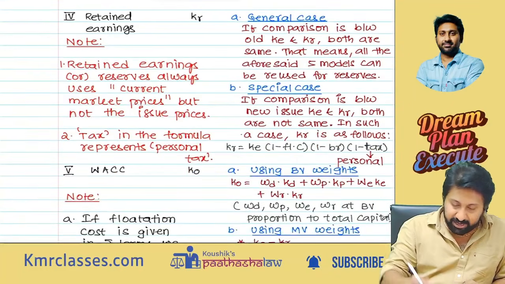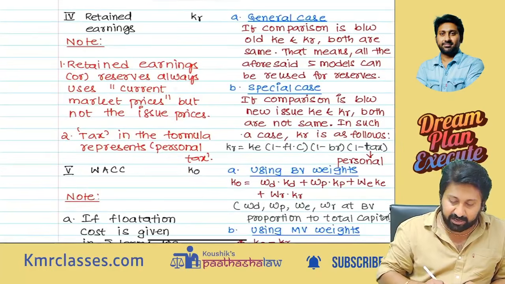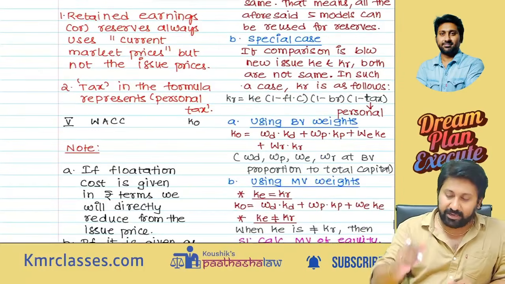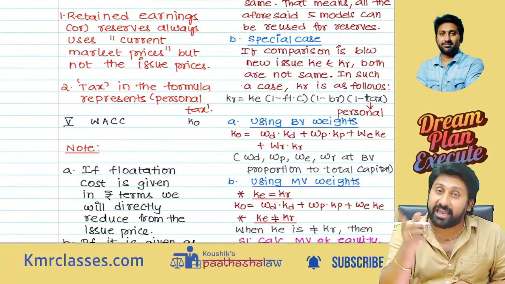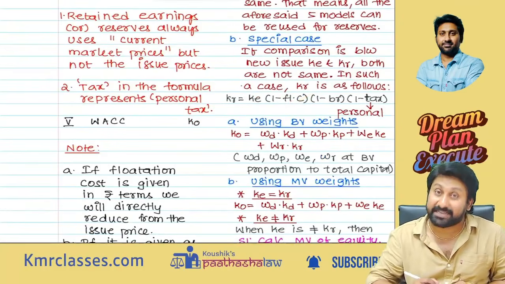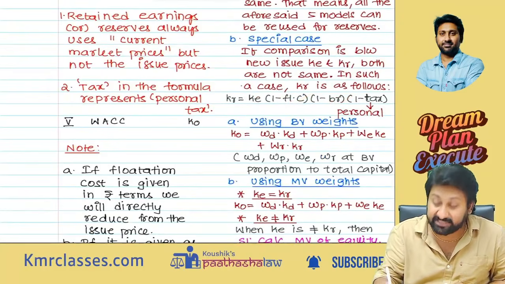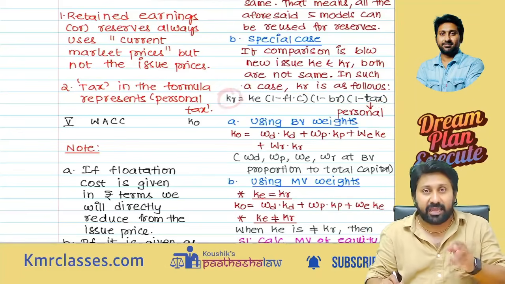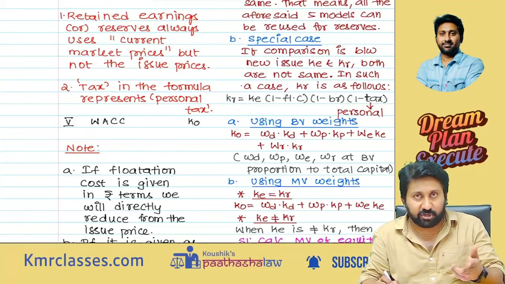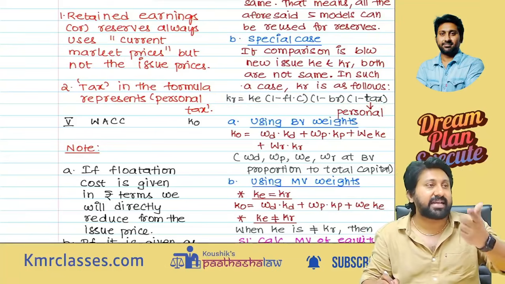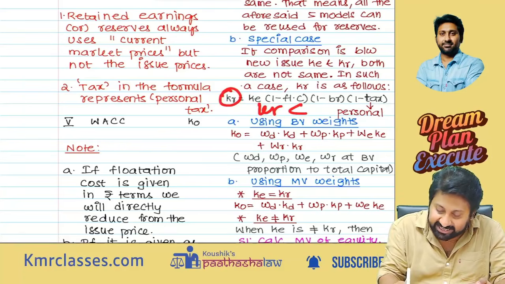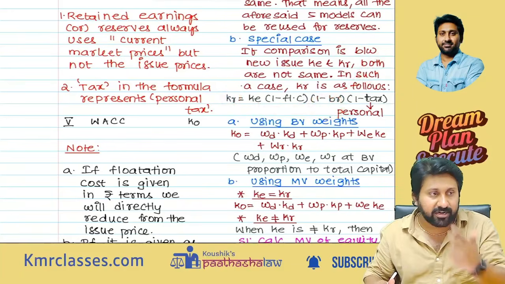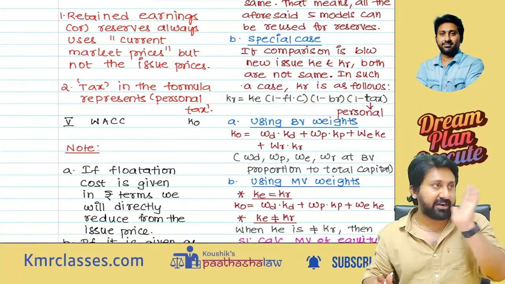Understood? So, retained earnings are always used at current market prices. Tax in the formula represents personal tax. If the question is given on KE and they have given flotation cost as a percentage, brokerage as a percentage, and personal tax of the investor as a percentage, then KR will be KE into (1 minus flotation cost) into (1 minus brokerage) into (1 minus tax). So KR will always be lesser than KE if the KE is a new issue KE. Understood? If you could not understand what I said, go back, listen again, you will understand.